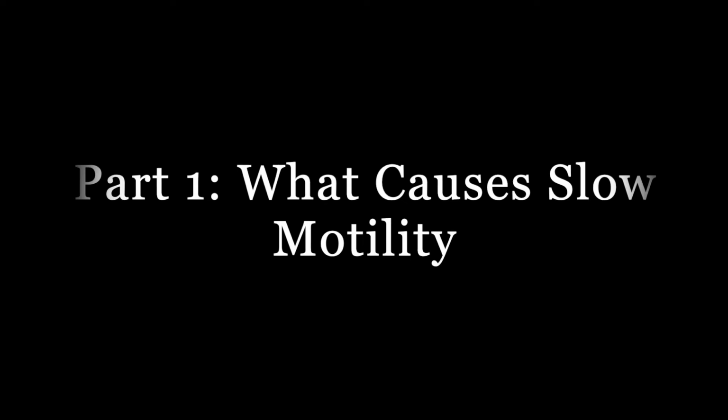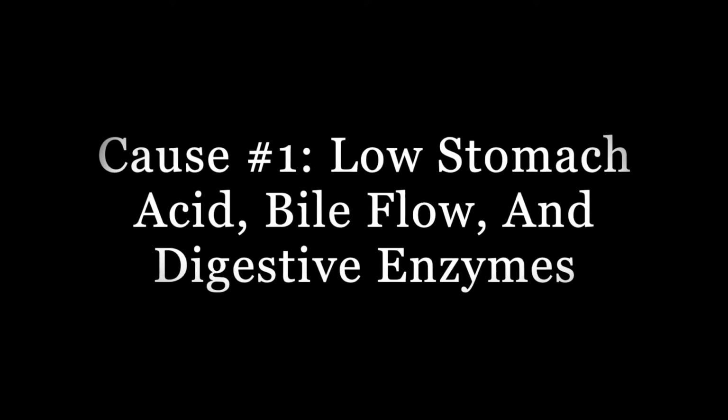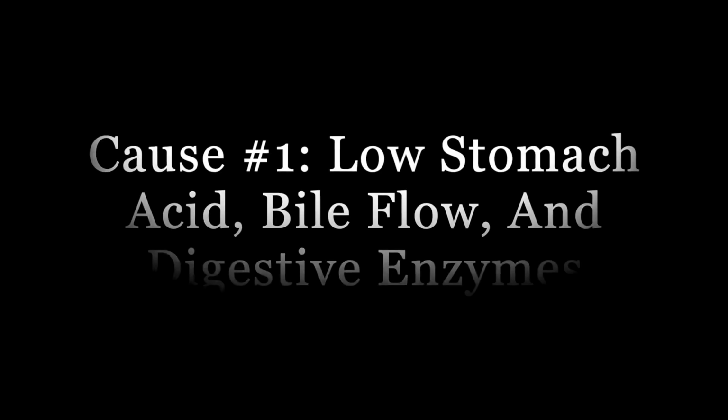So let's get into the first part, which is going to be what causes slow motility. Cause number 1 is low stomach acid, bile flow, and digestive enzymes. So this is going to be focusing on the first half of digestion. If you have low stomach acid, it's going to take longer for your stomach to digest food and move it onto the small intestine. If you have slow bile flow or just sluggish bile flow, your body's going to have a hard time emulsifying and breaking down fats.